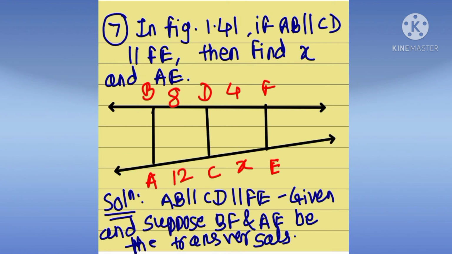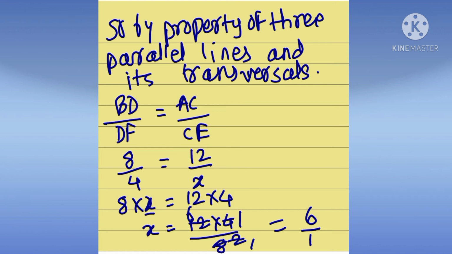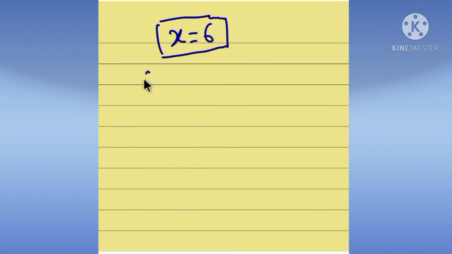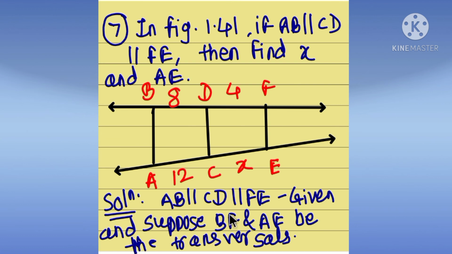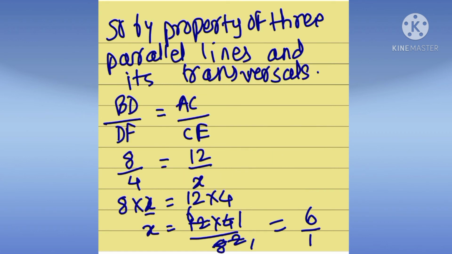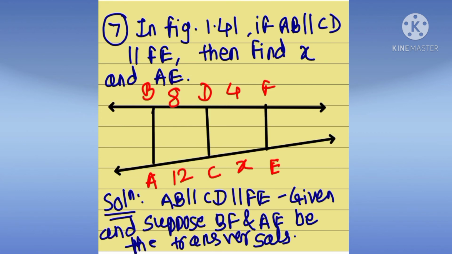X means the length of segment CE. CE equal to 6. Now we have to find AE also. How can we find AE? For AE, we have to add AC and CE, and we can add them because they are collinear. These 3 points are collinear, so we can add these two segments. So we have to write in this way: AE equal to AC plus CE.